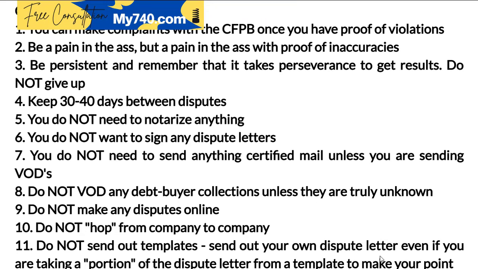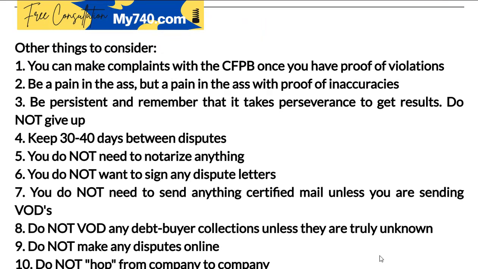Other things to consider, and these are very important. You can make complaints with the CFPB once you have proof of violations and you've made your paper trail. This does not mean that you only submit complaints with the CFPB or that you go to them on round 1, 2, or 3. Be a pain in the ass, but a pain in the ass with proof of inaccuracies and violations. Be persistent and remember that it takes perseverance to get results. Do not give up. Keep 30 to 40 days between disputes.